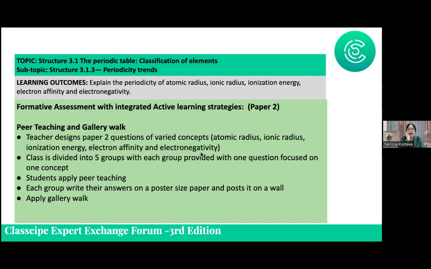Okay, so I designed this active learning strategy as my formative assessment to prepare the students for paper 2. Okay, so we have here peer teaching and gallery walk. So like what I discussed last forum about the gallery walk, they have to come up with a poster. So the teacher designs paper 2 questions, and the class is divided into 5 groups. Each group will be given one question focused on one concept only.